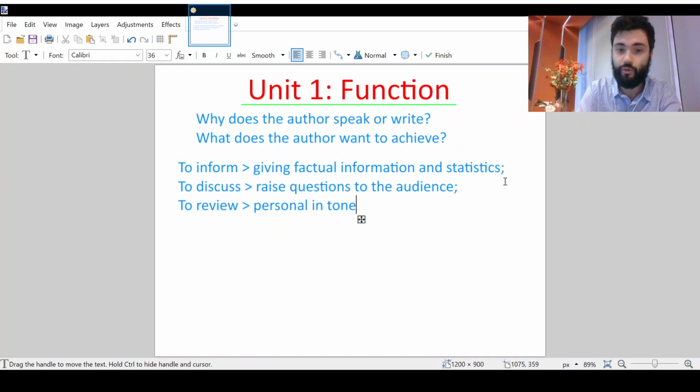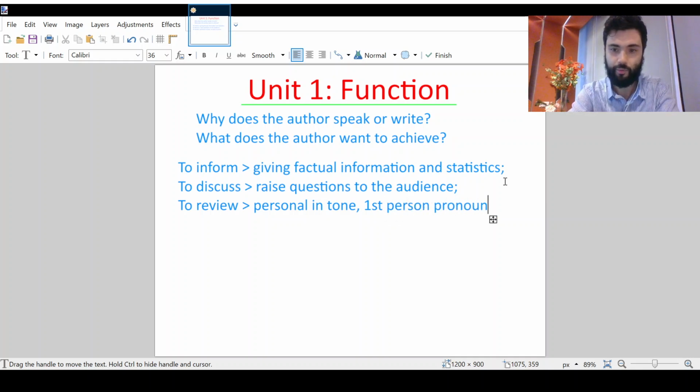And in order to do that, they use, say, personal, let's say, first person pronoun. It is personal. First person pronoun, which is I. Or we, also possible. We'll define other functions of these pronouns later.